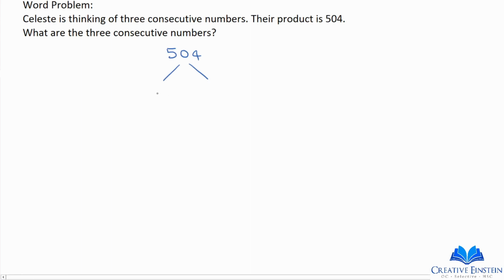Now I know that 4 is definitely a factor. So 504 divided by 4, that gives me 126. Now both of those are not prime. 4 I know is going to be 2 and 2. Those are my prime numbers there. That's the end of that branch.